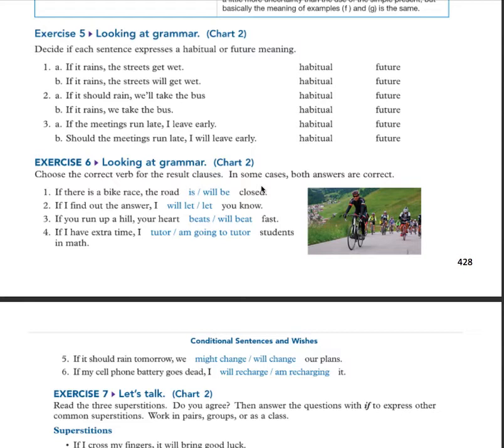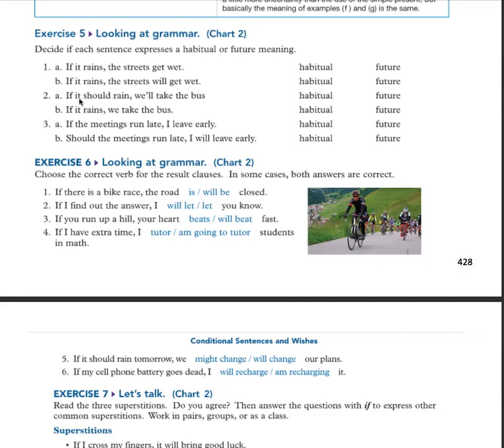Okay, let's look at number 1. If it rains, the streets get wet. So look at the if clause. The verb is in the simple present. So this is going to be habitual. If it rains, the streets will get wet. Look at the result clause, will, and the simple form of the verb. So this is going to be future.